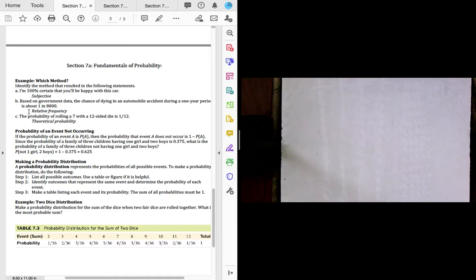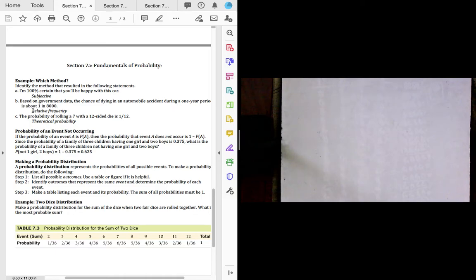Here's an example. The first one says, I'm 100% certain you'll be happy with this car. Well, nobody can be 100% certain of my happiness. That's clearly a subjective probability. The next one says, based on government data, the chance of dying in an automobile accident during a 1-year period is about 1 in 8,000. So that's relative frequency probability. The reason why is because they looked at all the automobile deaths on the road, and then they used that data to figure out what, on average, your probability is of dying in an automobile accident. The true probability cannot be calculated.